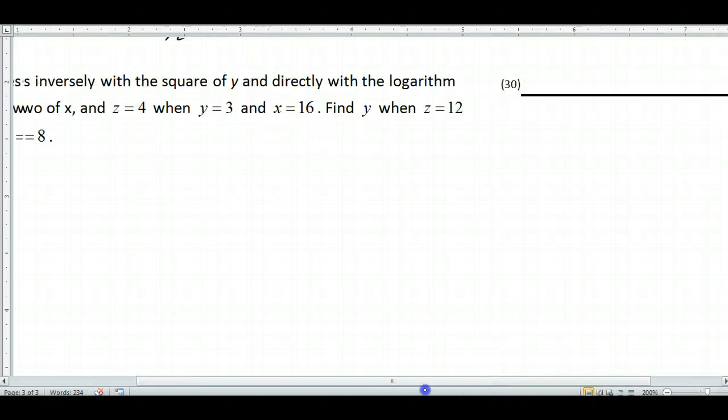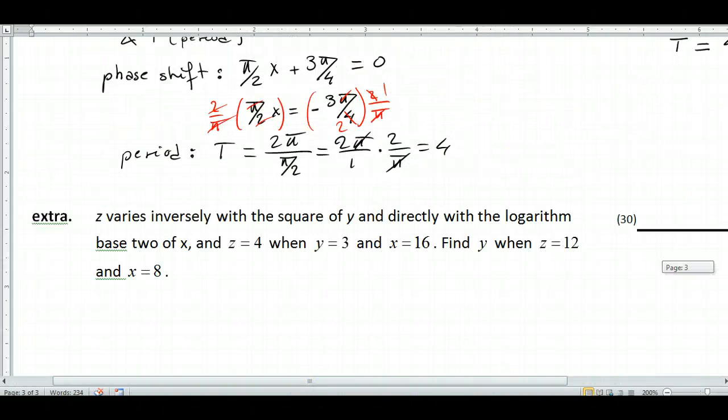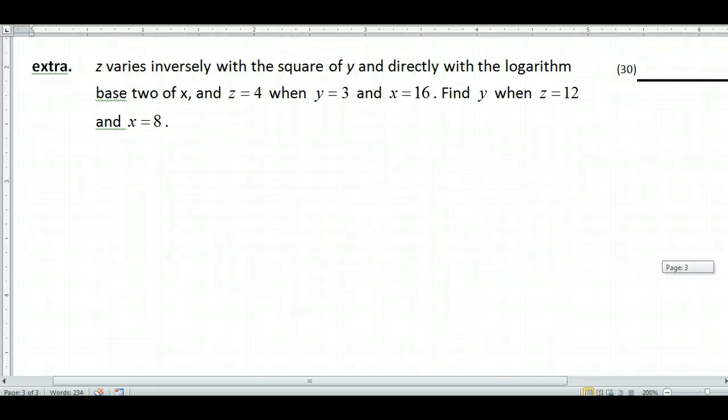Penultimate question. No, this is the ultimate. Right, that was 30 and that's the extra.